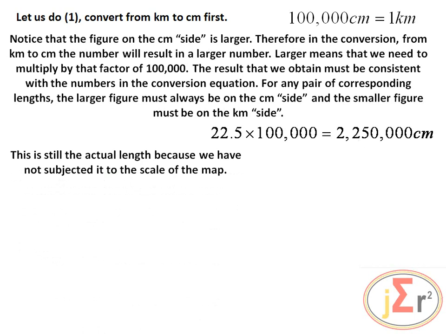This is still the actual length because we have not subjected it to the scale of the map. So what we have here, though it is in centimeters, is not the distance on the map, or this would be far-fetched to be the distance on the map. The distance on the map, we do not imagine could be 2 million centimeters plus. So this is the actual distance, and that we will convert.